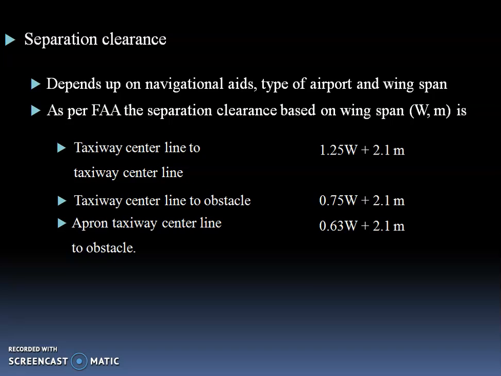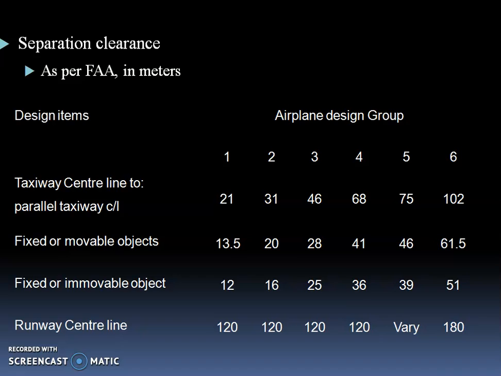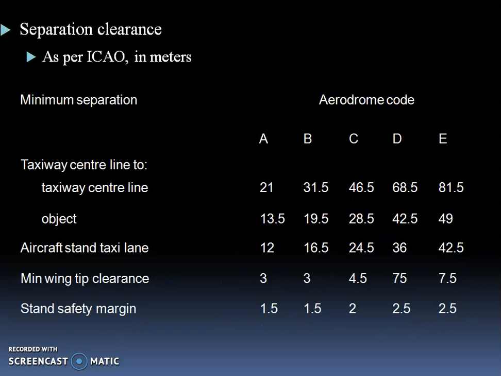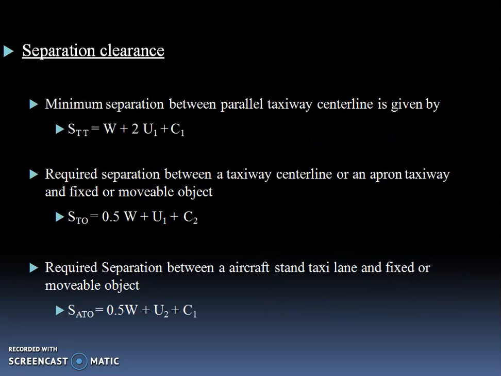Then separation clearance is also given by FAA. So we should design all the component parts of the taxiway according to the specifications given by ICAO and FAA. If we need separation clearance, it can also be calculated using the formula. It is given for the parallel taxiway and the center line of the taxiway, the apron taxiway, the stand line taxiway and fixed or movable object.